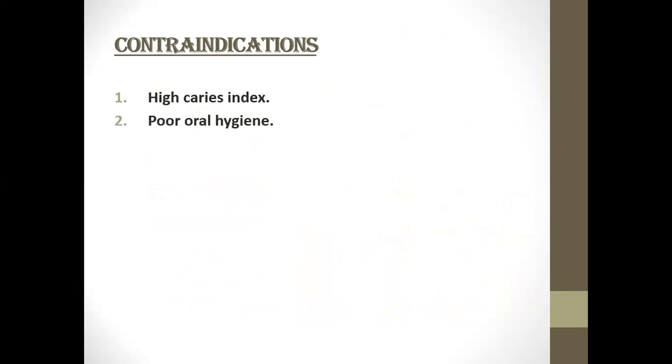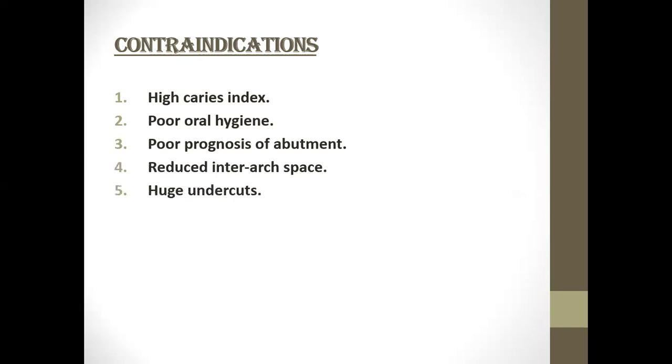So any problems that are associated with the abutments or the prognosis of the abutments would certainly drive us towards not going for the procedure. Naturally the contraindications would include patients with high caries index or poor oral hygiene, poor prognosis for the abutment. All these things would be primary contraindications for overdenture treatment. Next would be reduced interarch space. Already the space is compromised, so you don't want to add to the trouble by taking the overdenture abutments, and then you will have a nightmare in arranging the teeth.